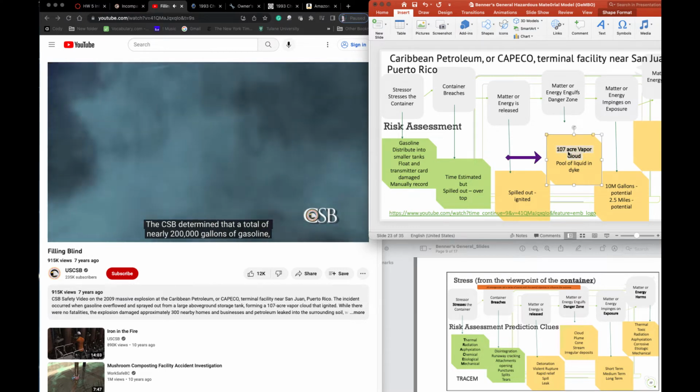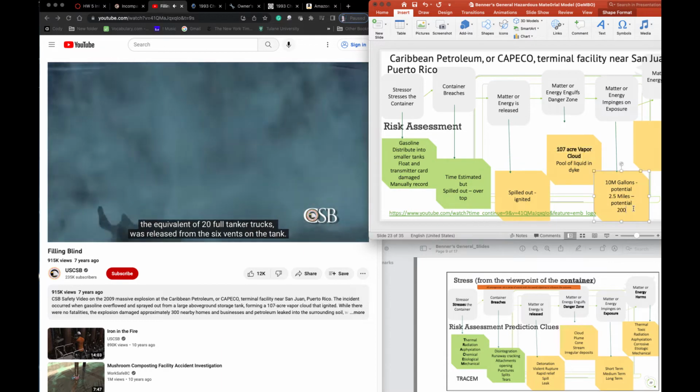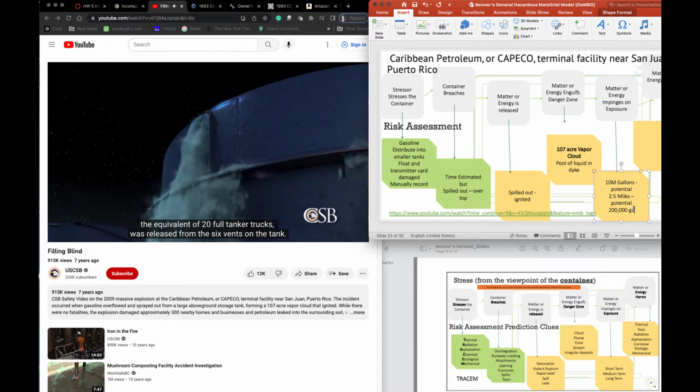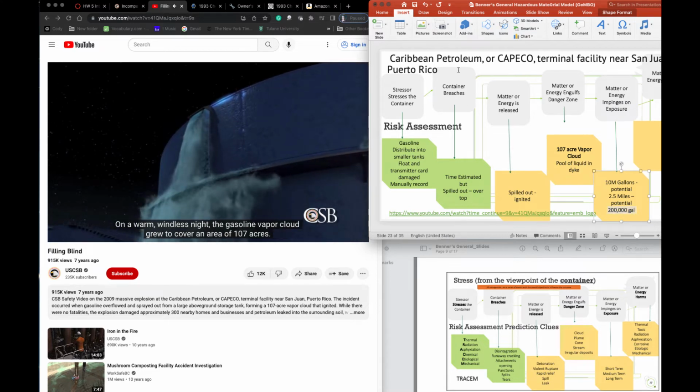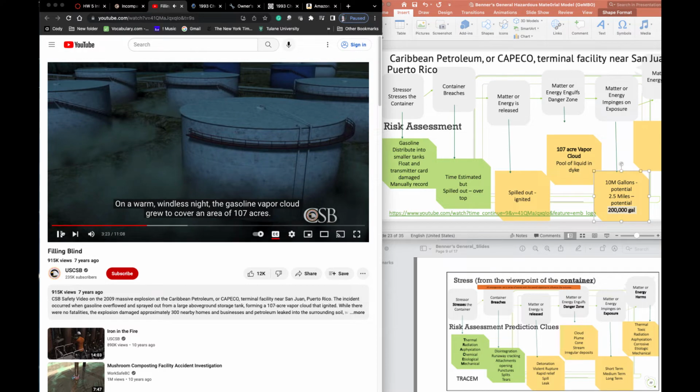The CSB determined that a total of nearly 200,000 gallons of gasoline, the equivalent of 20 full tanker trucks, was released from the 6 vents on the tank. On a warm, windless night, the gasoline vapor cloud grew to cover an area of 107 acres.